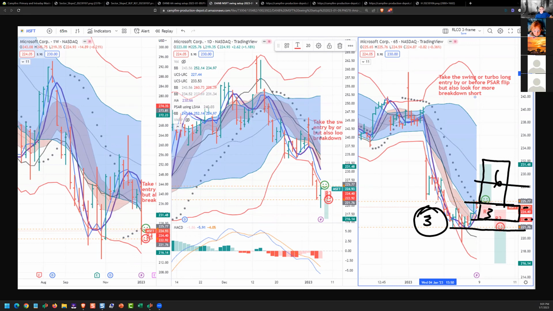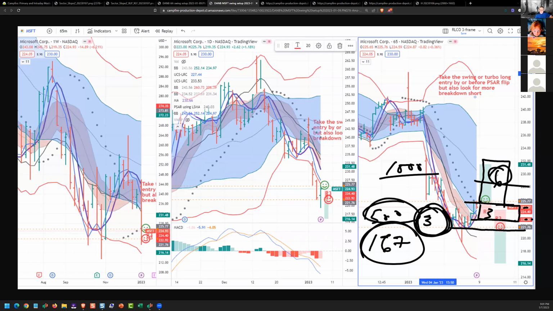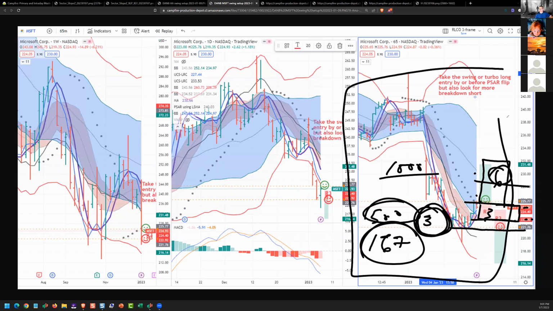So if I'm risking $3 and I get $500, now I'm talking 167 shares with a reasonable chance to make $6, which is $1,000 if that pays off for $500 of risk. So that's why we want a 2-1 reasonable reward to risk. And so just on the 65-minute chart, that's reasonable.